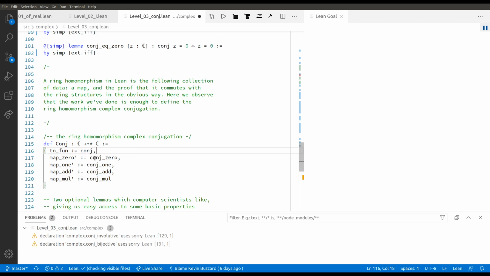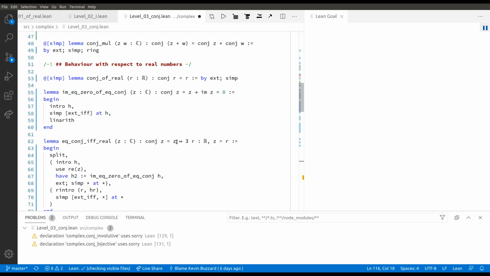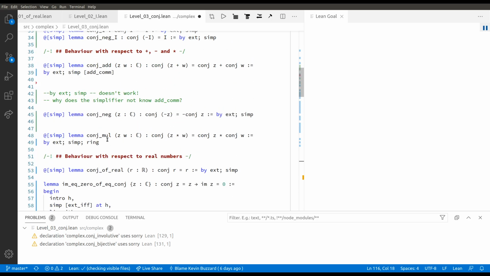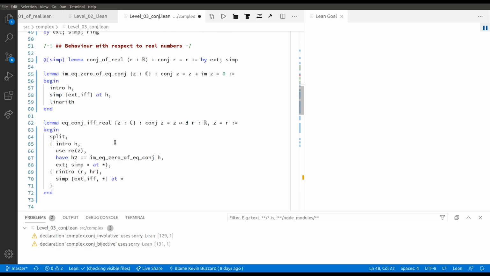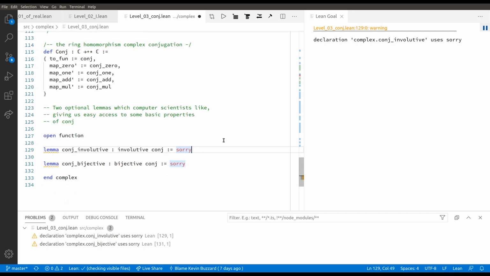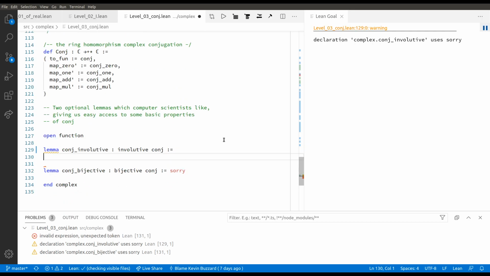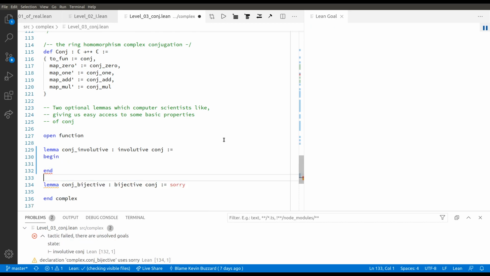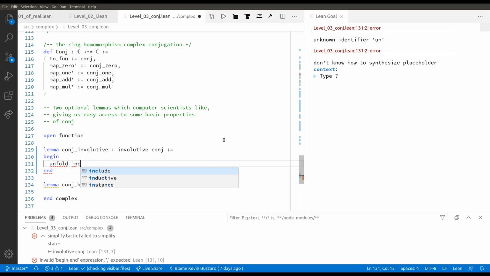Because to prove that it's a ring homomorphism, we need to prove it sends 0 to 0, it sends 1 to 1, and it preserves addition and multiplication. And we've done all those lemmas up there. There you go, there's the fact that it preserves multiplication. So that's done, and now finally, just two goofy things. How do we know that conj is an involution? What does that even mean? Unfold involutive.